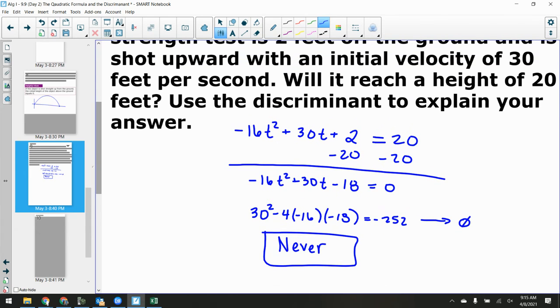Okay. It's not actually asking me to try to find when it's going to happen. It's saying, is it going to happen? So it will never happen because the discriminant gives us a no solution when I set it equal to 20.